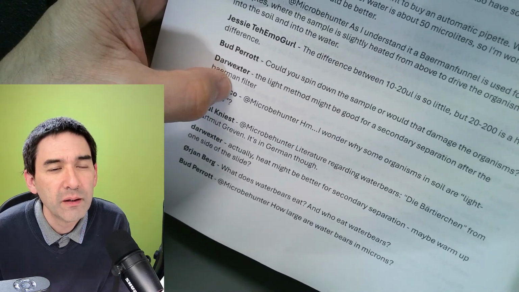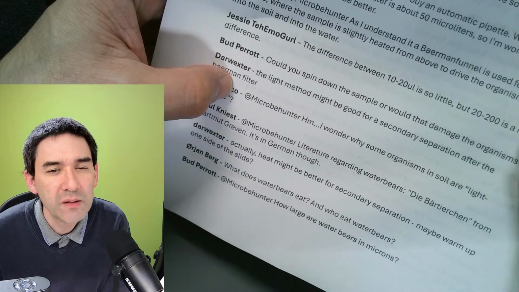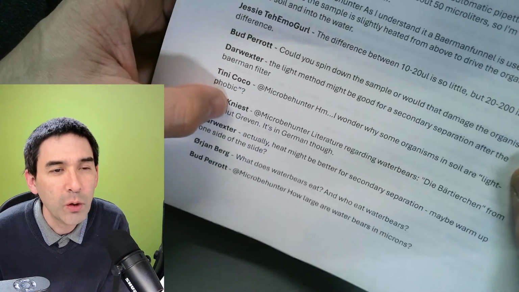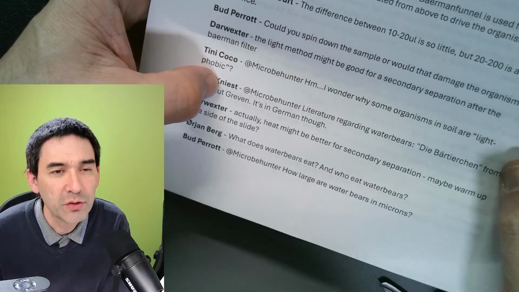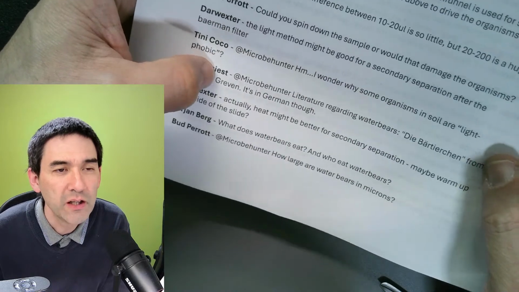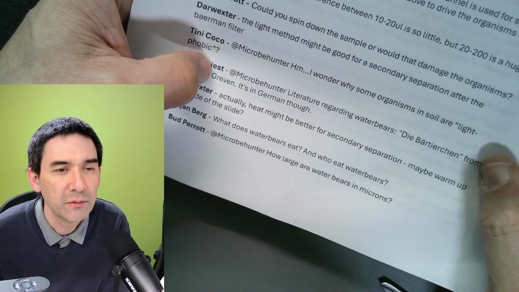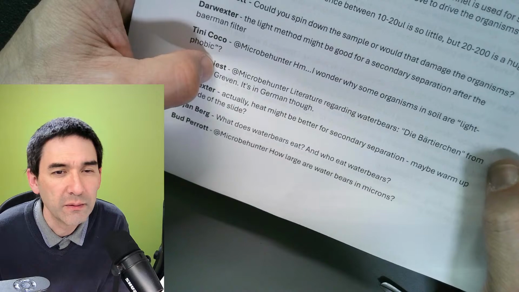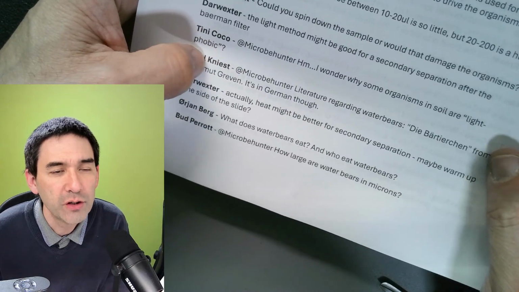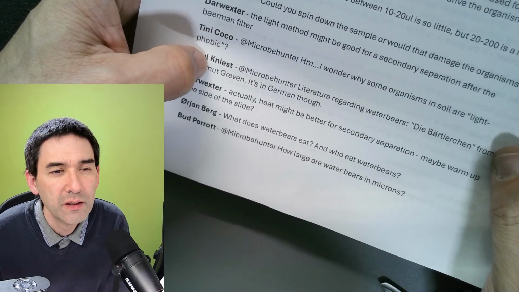The light. I wonder why some organisms in the soil were light phobic. Oh, I already talked about that. They want to move away from light because usually where there's light, it can also dry up quickly. Okay, there's some literature here. I'm just reading here.